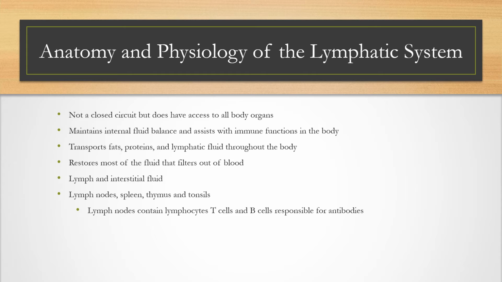As well as fats, proteins, and such, because some of those things are too big to diffuse out, like the actual molecule size is too big to diffuse out in the capillaries. So the lymph nodes, spleen, thymus, and tonsils are the components of the lymph system as well. And the lymph nodes contain lymphocytes, T cells, and B cells, which are responsible for our production of antibodies.